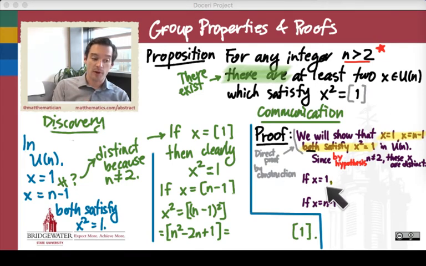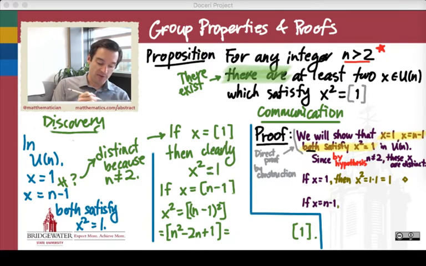So if x is equal to 1, then what is x squared? It's 1 times 1, which is equal to 1. And therefore, we've shown that x equals 1 satisfies this equation. It meets the burden of proof, right? The thing that we needed to be true about x equals 1. And as we can see from the bar napkin, that was an obvious step. So the interesting step is in the case where x is equal to n minus 1.